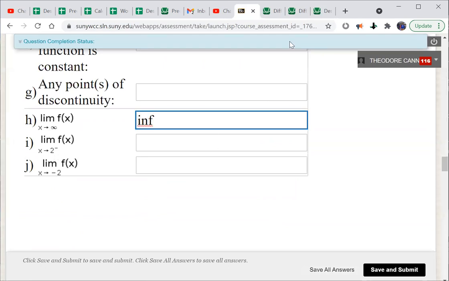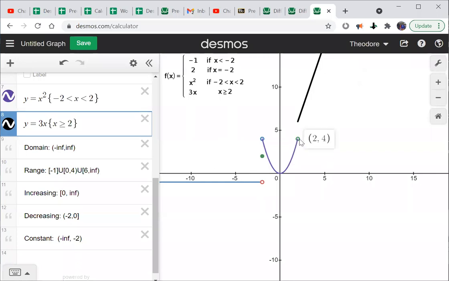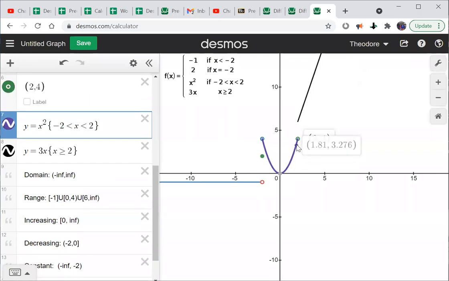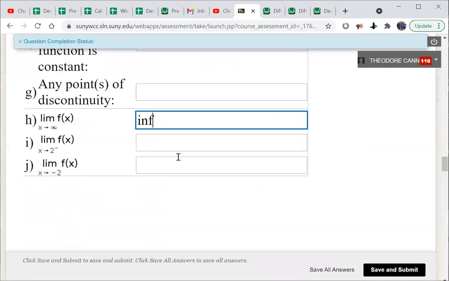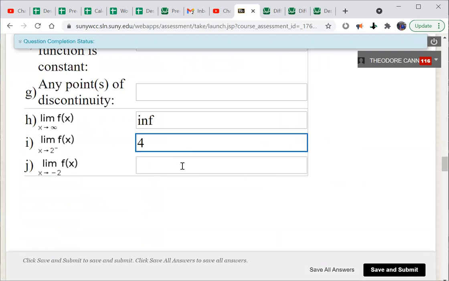As x approaches 2 from the left, so here's 2. As it's coming in from the left, it's approaching this location. This location has a y value of 4. So the limit doesn't exist at x equals 2 overall, but from the left it does, and it has a value of 4. From the right it does, it has a value of 6. So we would say 4. If it said limit as x approaches 2 from the right, we would say 6. If it said limit as x approaches 2, period, we would say DNE. But it only said limit as x approaches 2 from the left.